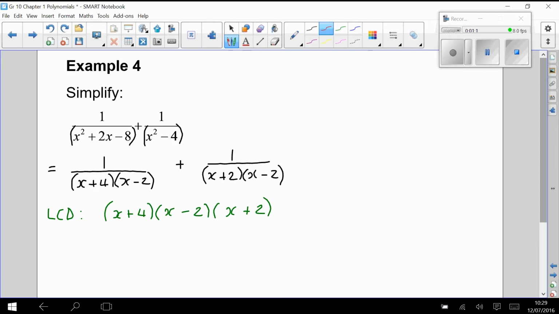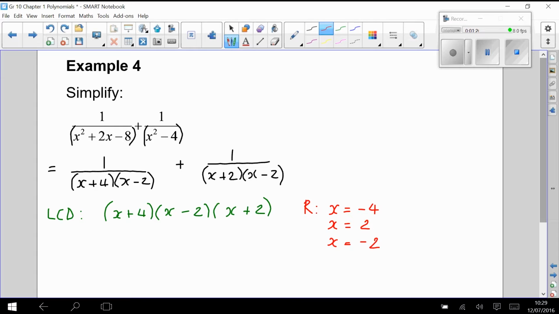From my LCD, working out the restrictions on my fraction, my restrictions are going to be when x is going to be equal to minus 4, when x is going to be equal to 2, and when x is going to be equal to minus 2.